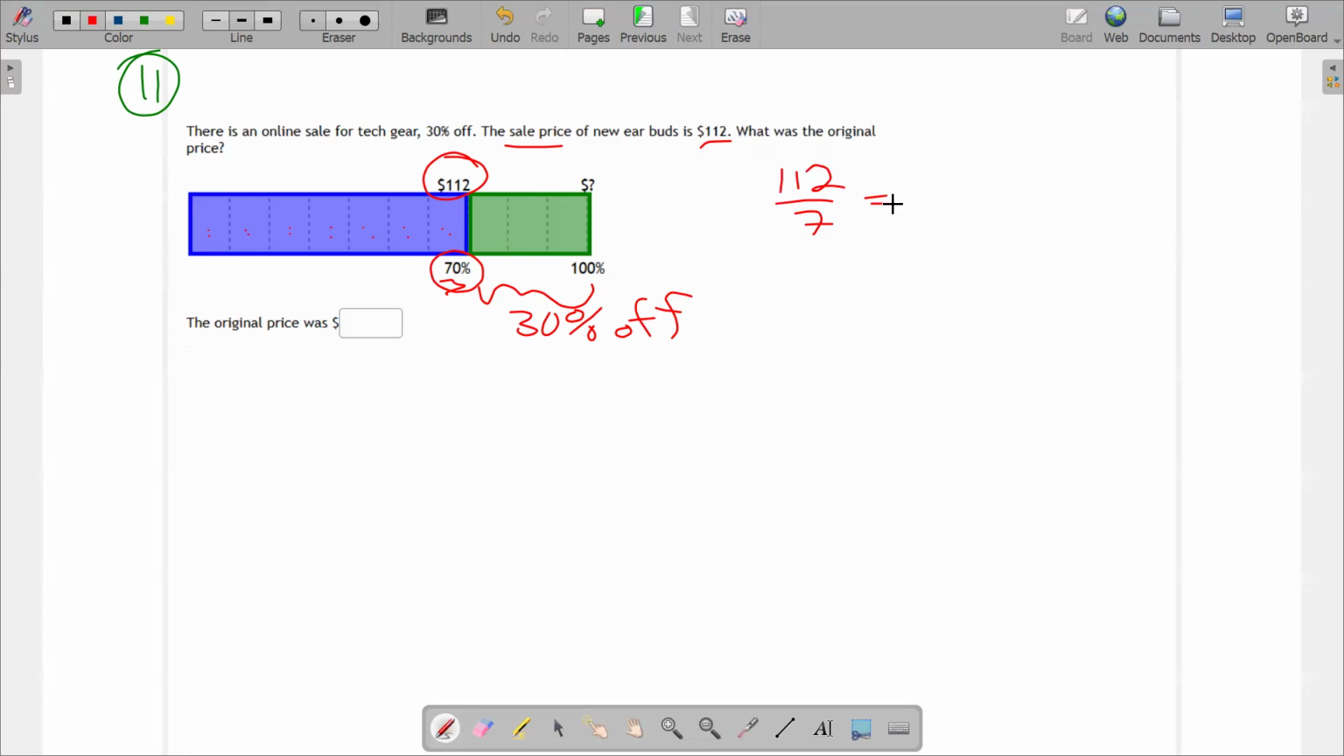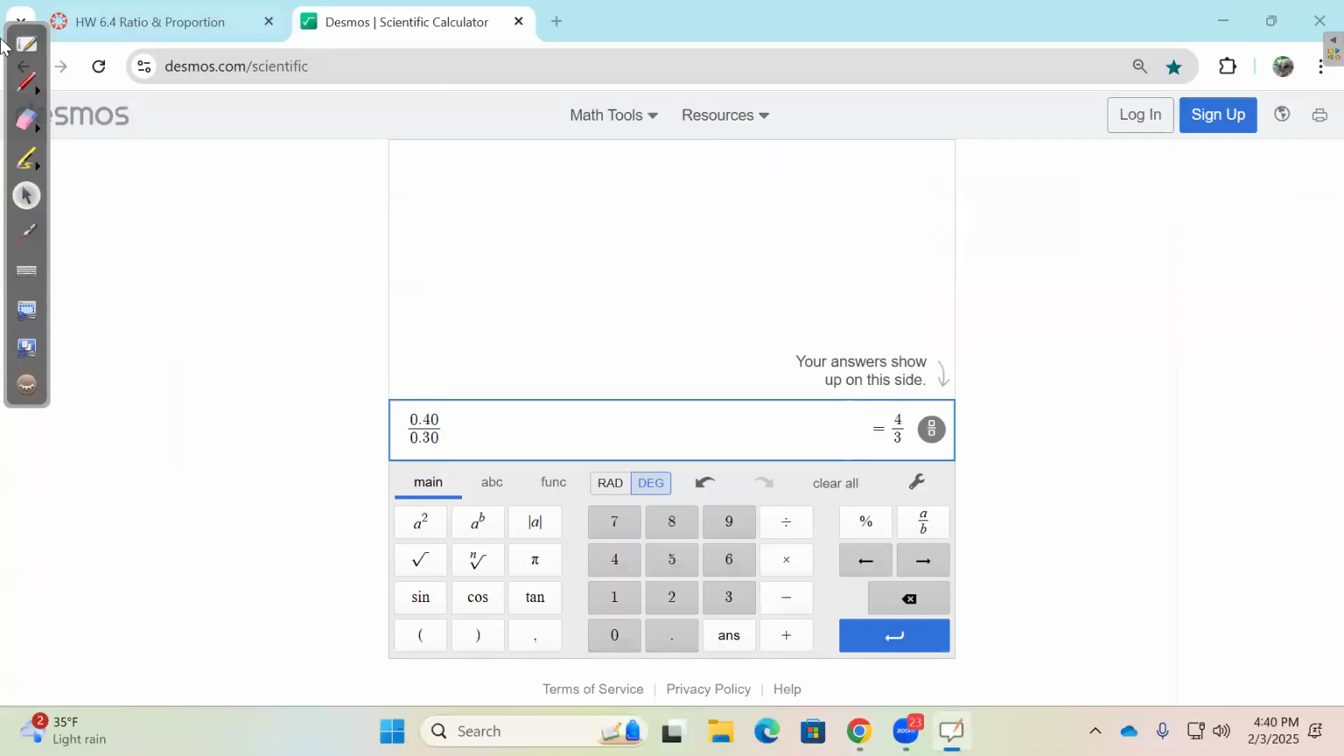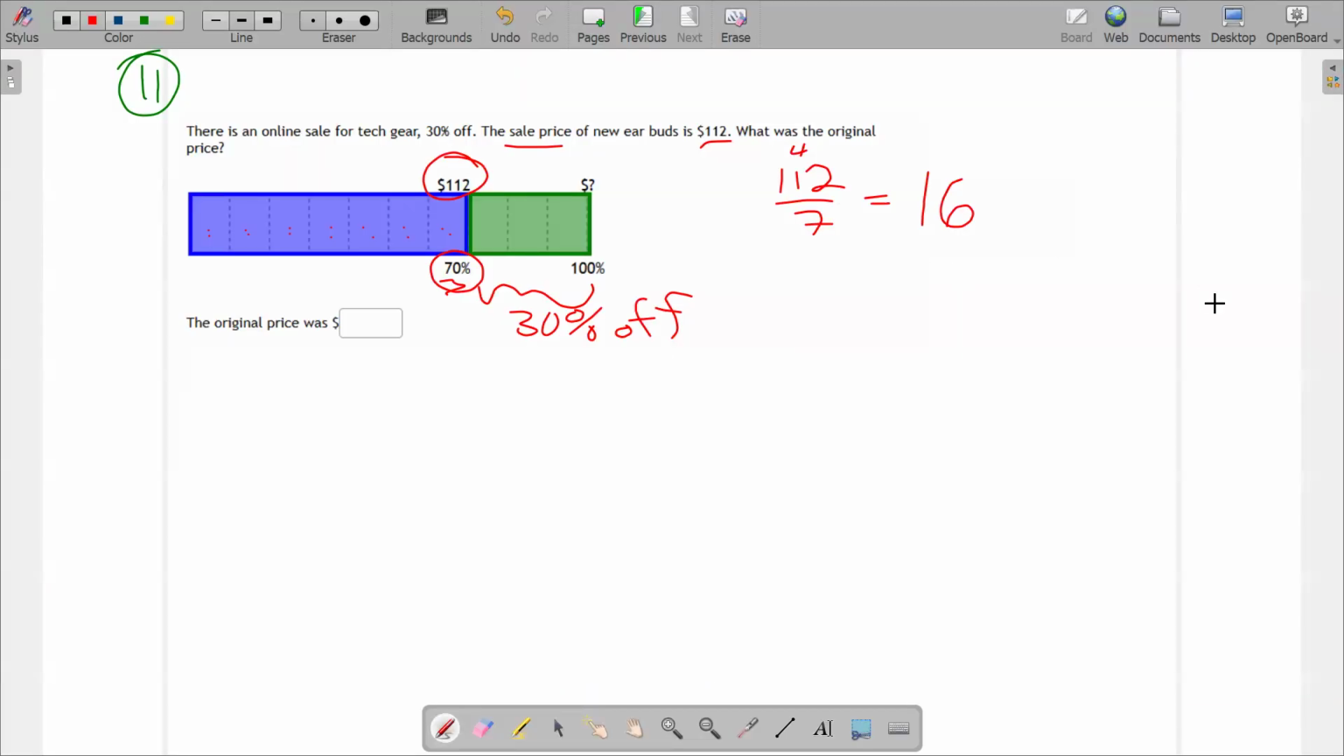Let's see, calculator might be good there. 7 goes into 11 once. 4 left over. 7 goes into 42 6 times. I think it's 16. You want to double check that on a calculator? Yeah, 16, okay. So now we know each box is worth 16, so I can just fill it in or write it down in my notebook. Every box that size has to be worth 16. That's the whole point of making these diagrams.